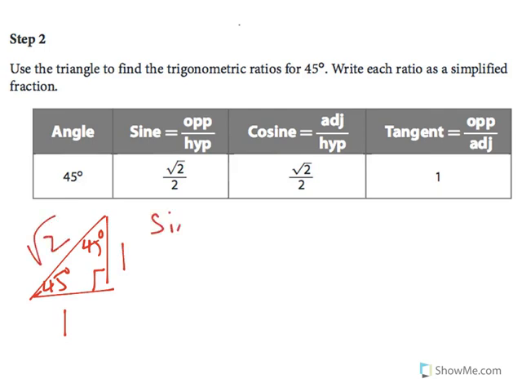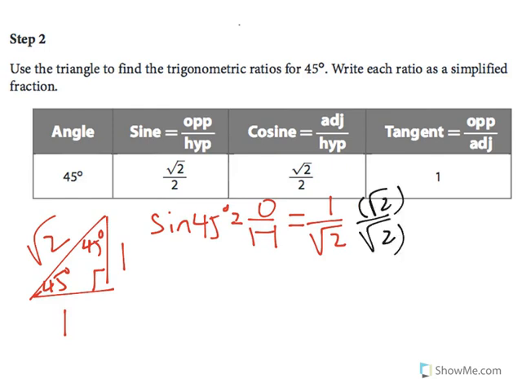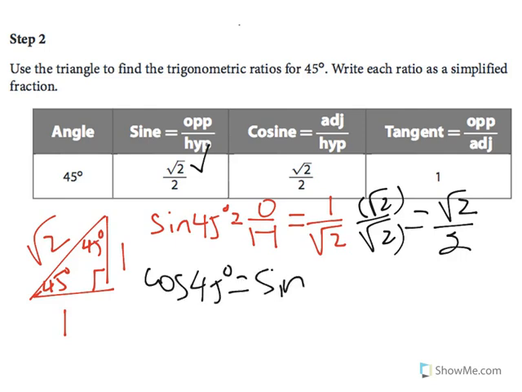So we said that sine of 45 degrees is opposite over hypotenuse. So this gives us 1 over radical 2. But then we cannot have a radical in the denominator. So we need to multiply everything by radical 2 over radical 2. So this gives us radical 2 over 2. And we know that cosine of 45 degrees is the same as sine of 45 degrees. So this is radical 2 over 2.